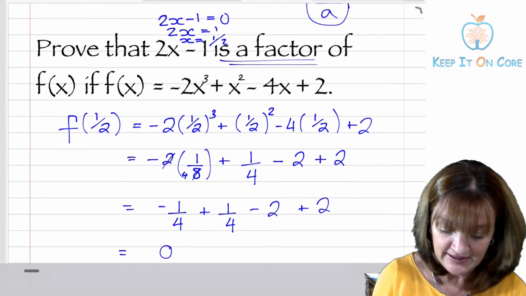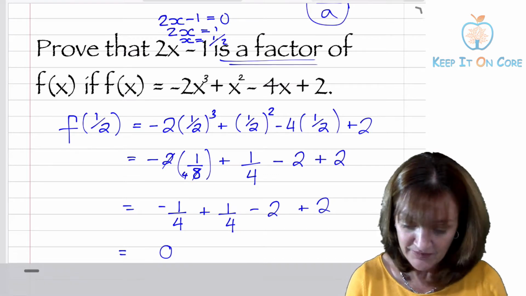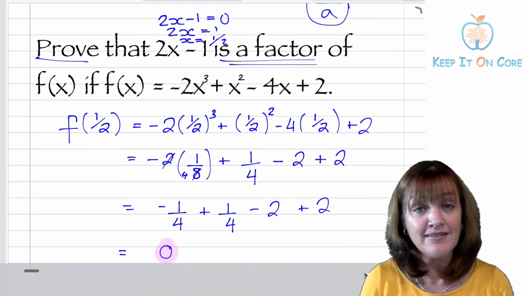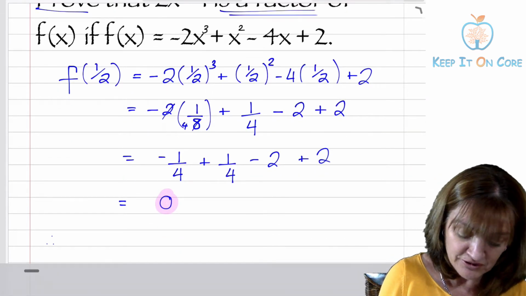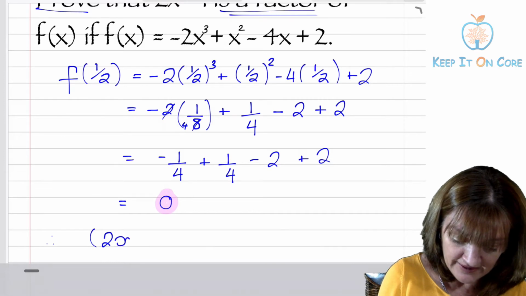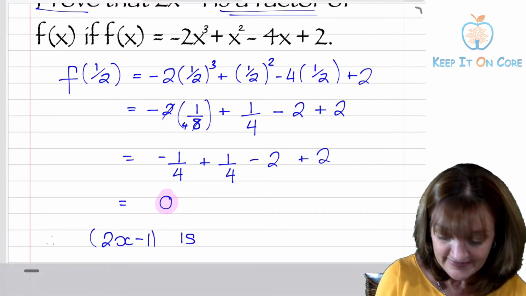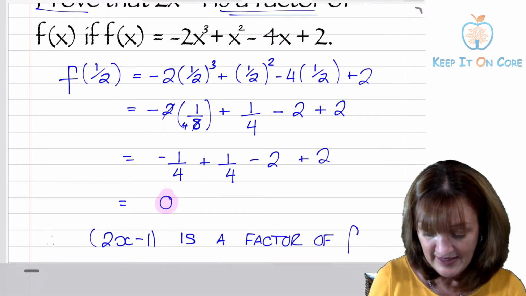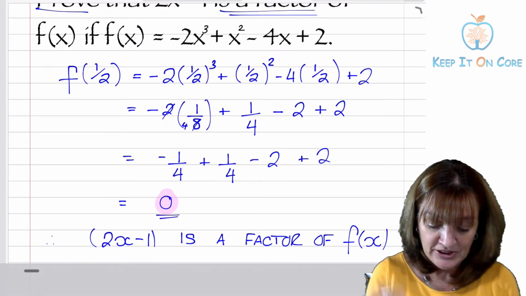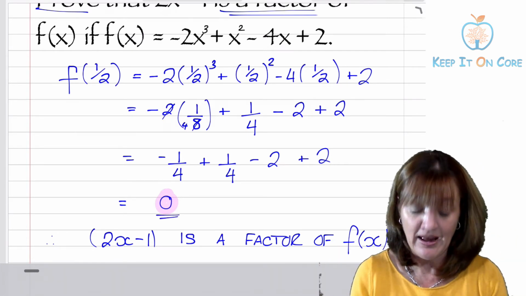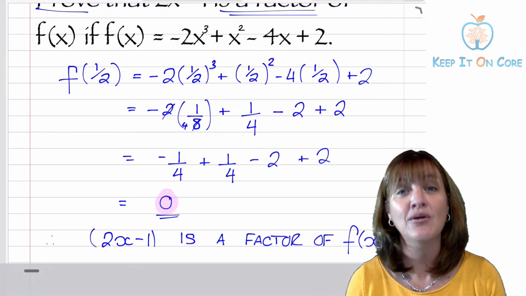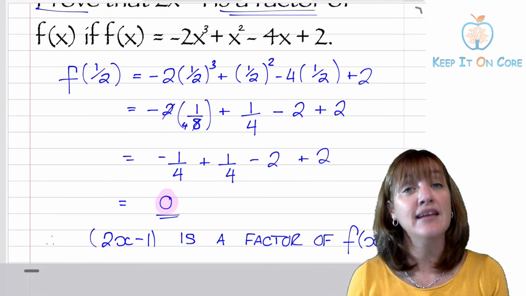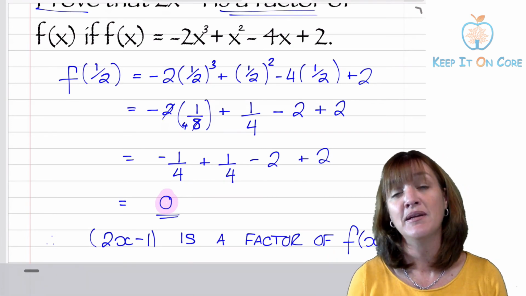And what do we land up getting? We land up getting 0. And that's exactly what we said. If we get a solution of 0, then it said prove that 2x minus 1 is a factor. So we finish off by saying, therefore, 2x minus 1 is a factor of f of x. Okay, and you proved that by showing that when you substituted that positive 1 over 2, you got the value of 0. Okay, right, so that is how we apply the factor theorem. The next 2 videos are going to be examples of it, so please make sure you join me there.